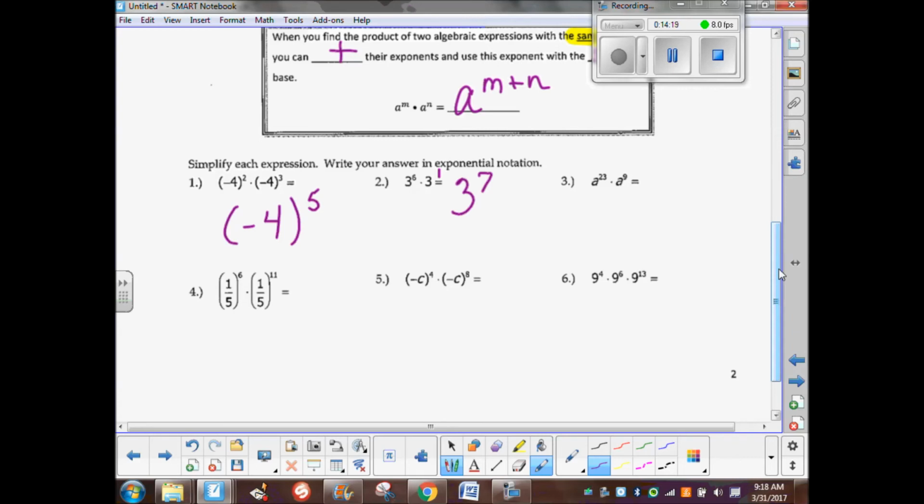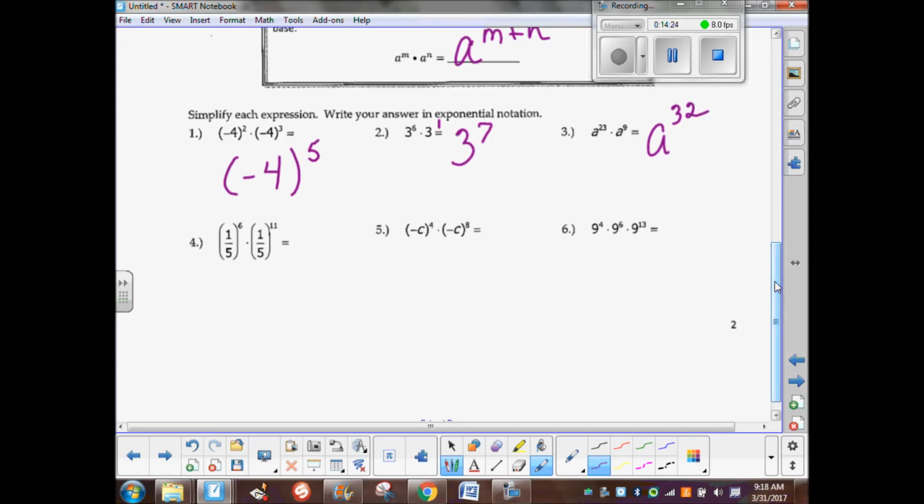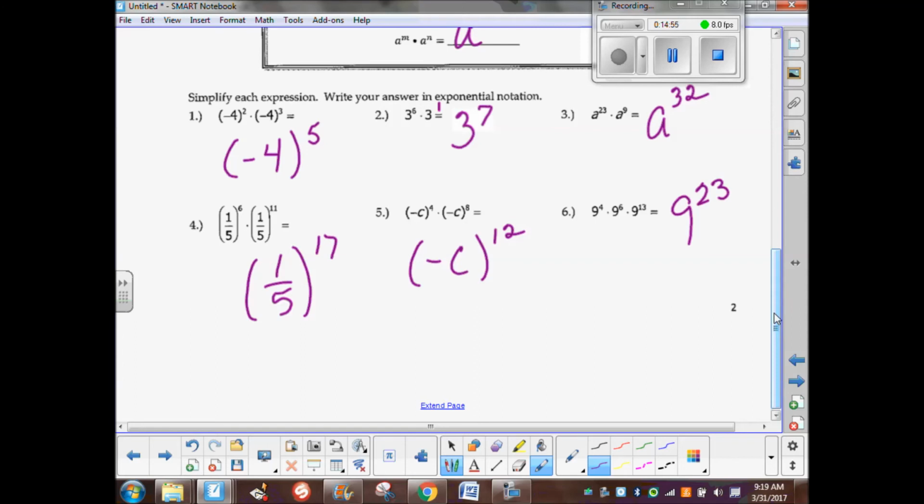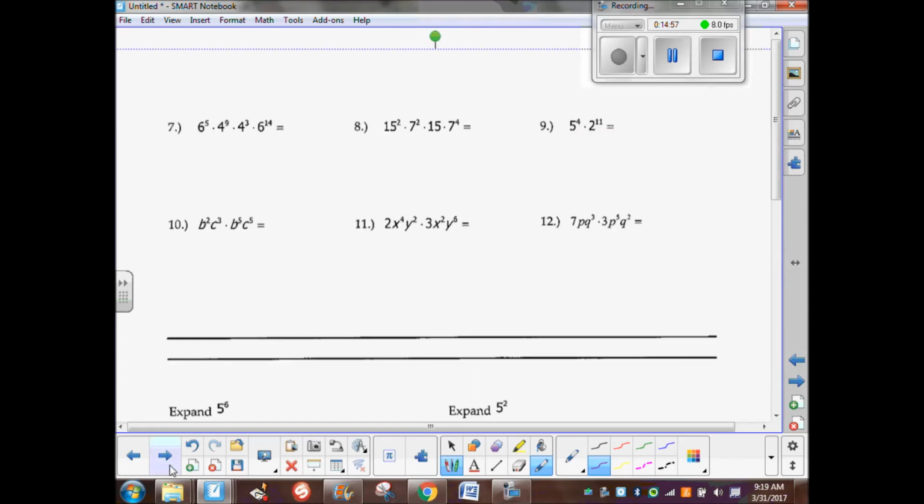Number 3. Dane. A to the 32nd. Okay, number 4. Alexis. 1/5 in parentheses, 17th. Number 5. Come on, guys. These are quick. Matt. Negative c to the 12th in parentheses. Awesome. Number 6. Claire. Perfect. Pretty simple, right? Adding the exponents. All right.